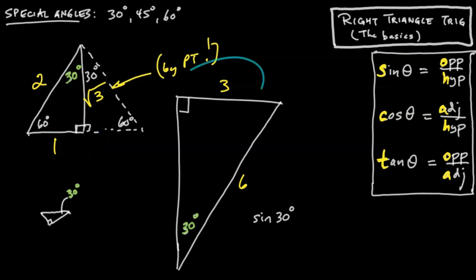So the same ratio must hold here as well, because they're similar triangles. That means to get from the short leg to the long leg, I have to multiply by the square root of 3. So I will end up with 3 root 3. And now we have all 3 sides.